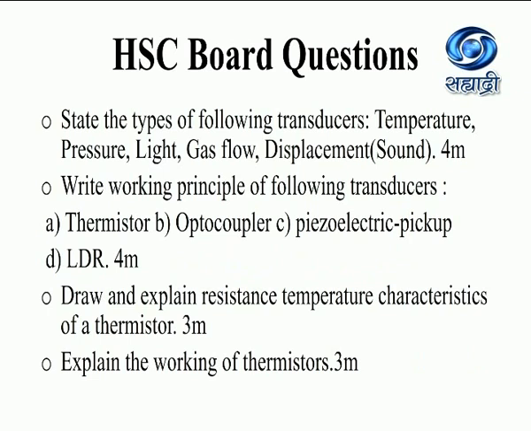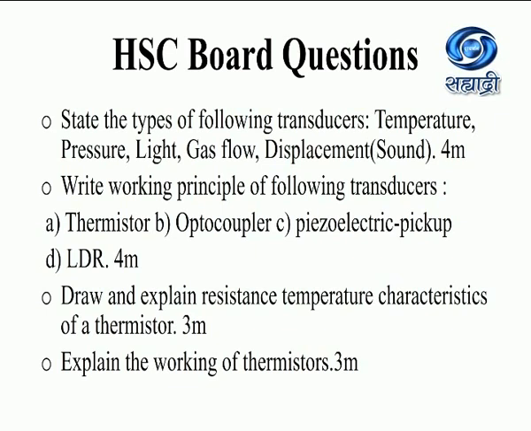Next question is, state the types of the following transducers: temperature, pressure, light, gas flow, and displacement, that is sound. This question is asked for 4 marks. Here you can write the temperature, pressure, light, gas flow, and displacement transducer examples. Then you can explain each transducer in 1 line for 4 marks.